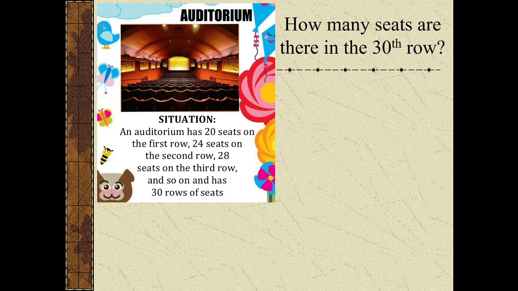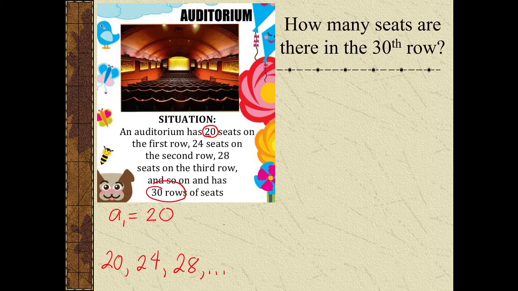An auditorium has 20 seats on the first row. So what is 20 seats here? The first term. Very good. So 20 seats, that's the first term. Take note of that. What about this, 24 on the second row, 28 on the third row, and so on and so forth. So our sequence is 20, 24, 28, and so on. Now, there are 30 rows in a seat. So what is 30 here?